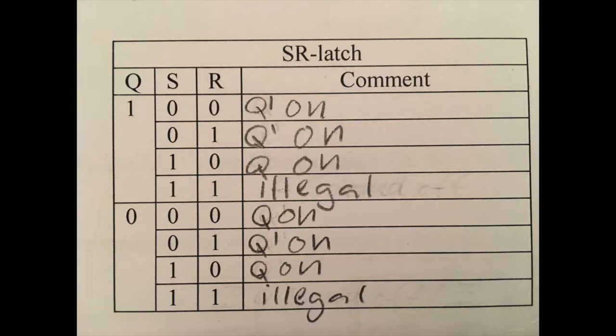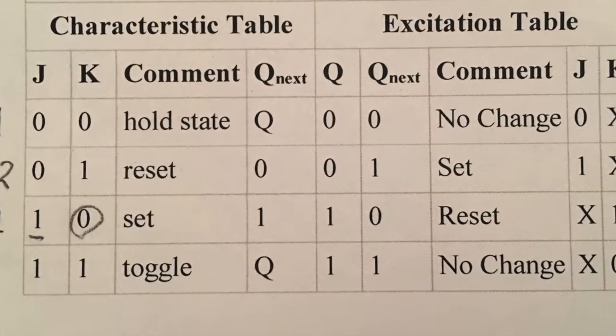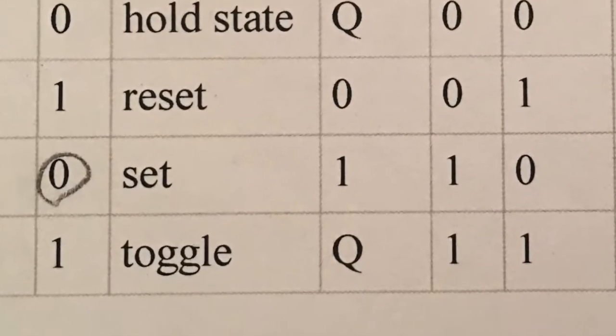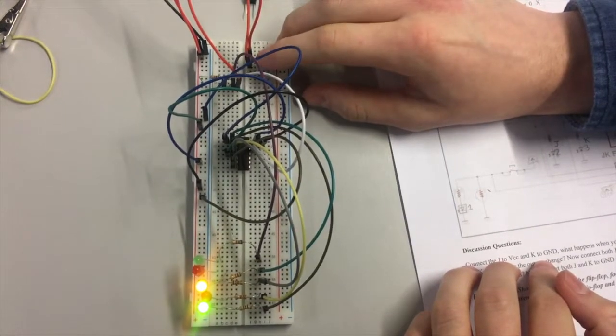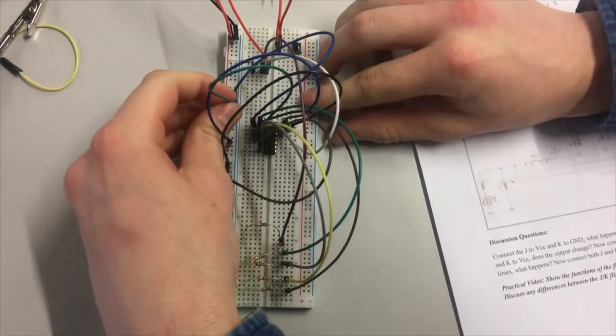In the last part of the exercise, we looked at a JK flip-flop, which is a more complex flip-flop than the SR latch. The difference between them is that the JK flip-flop does not have the problem of the illegal state of the SR latch. When we connected J to VCC and K to ground, we have the set state. When the button is pushed, Q complemented, which is the bottom diode, stays on.